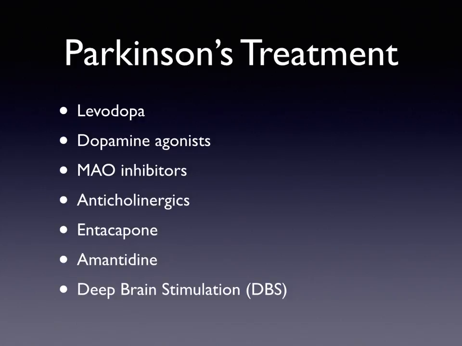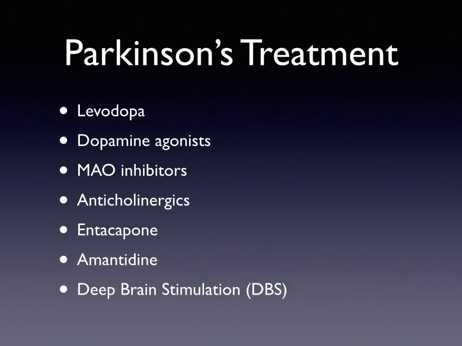MAO inhibitors, this would include rasagiline and selegiline, also very good drugs, not nearly as potent probably as levodopa and dopamine agonists, but they do have a favorable side effect profile. You do have to be careful of mixing these drugs with other antidepressants and also with aged cheese, wine, etc. These are good drugs to start if the patient has mild symptoms or as add-on therapy to enhance the effects of levodopa. Anticholinergics, the main one we use here is trihexyphenidyl. Mainly this drug is used to help with Parkinsonian tremor that is difficult to control.